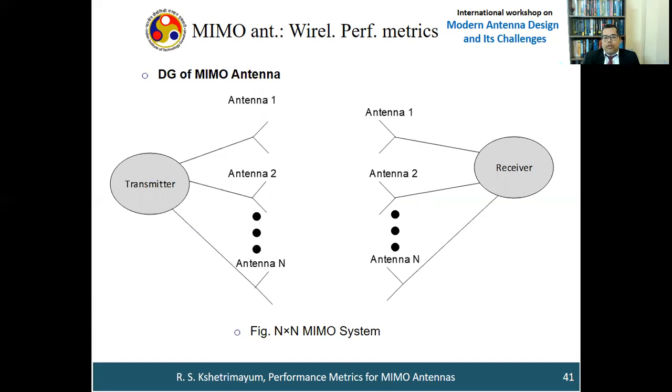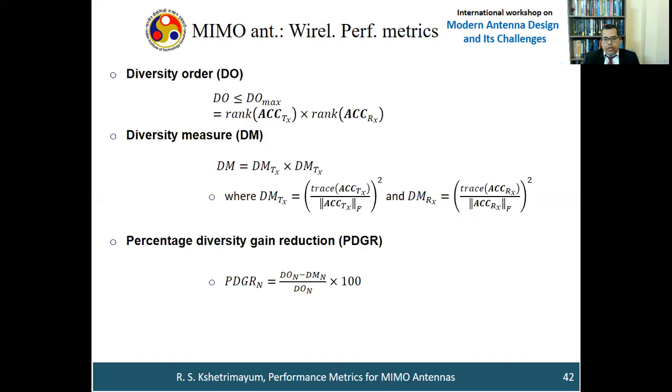Let us define properly what the diversity gain of a MIMO antenna is. This is an N by N MIMO system. The transmitter is employing N antennas, and the receiver is employing N antennas. We can define diversity gain in terms of 2-3 parameters here. The first parameter is called diversity order. Diversity order can be calculated from the rank of the antenna correlation coefficient matrix at the transmitter and the antenna correlation coefficient matrix at the receiver. When you multiply these two ranks, you get the diversity order.